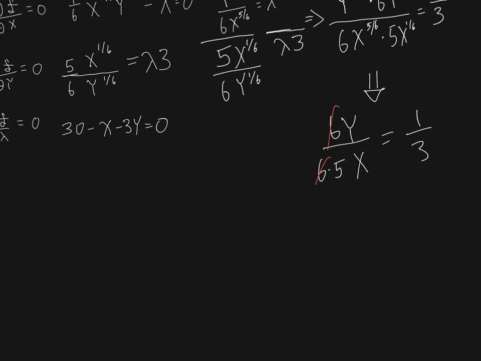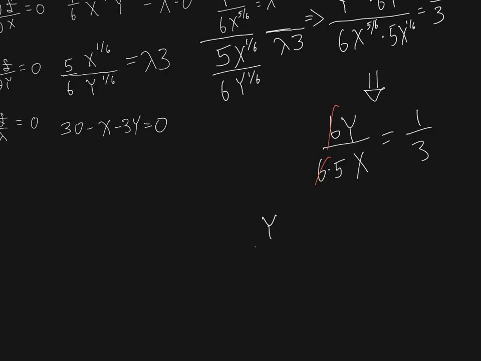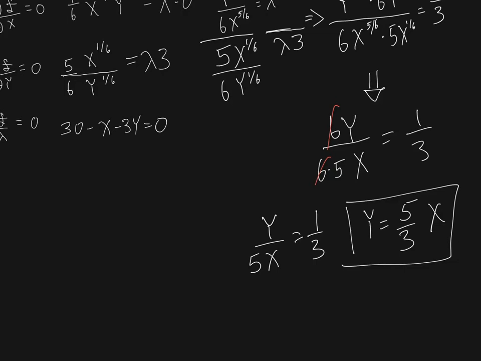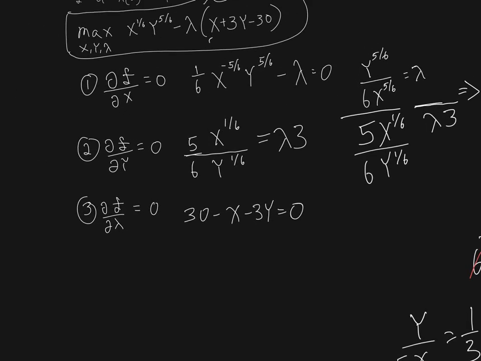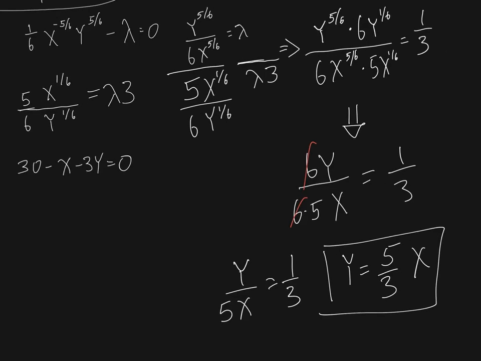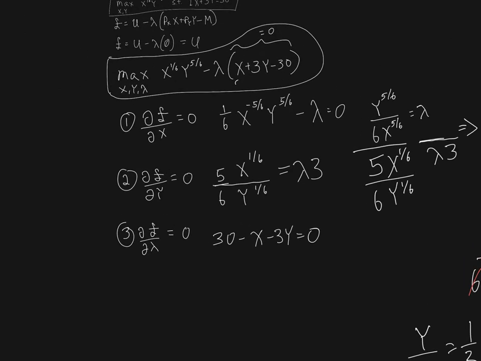So now we have this very, very convenient, very simple expression that y over 5x must equal 1/3, or stated another way, y must be equal to 5/3 x. Any combination of y and x that satisfy this simple equation must also simultaneously satisfy the two first-order conditions, these, right? So that's the connection between this equation, this combination of y and x, and the two first-order conditions.